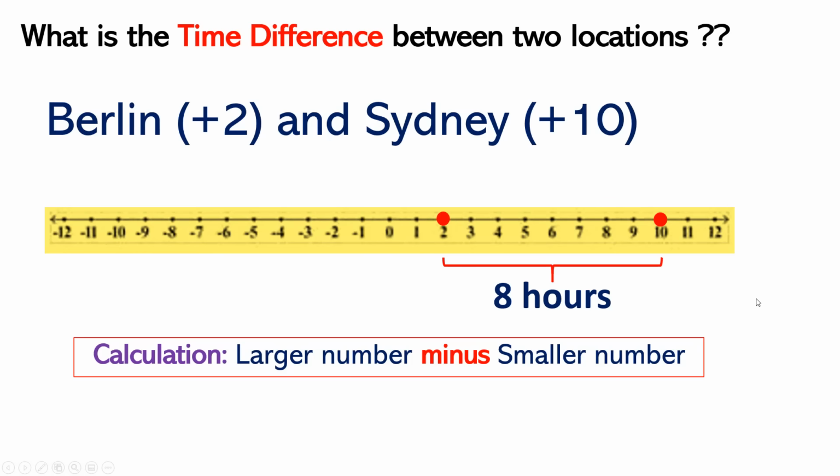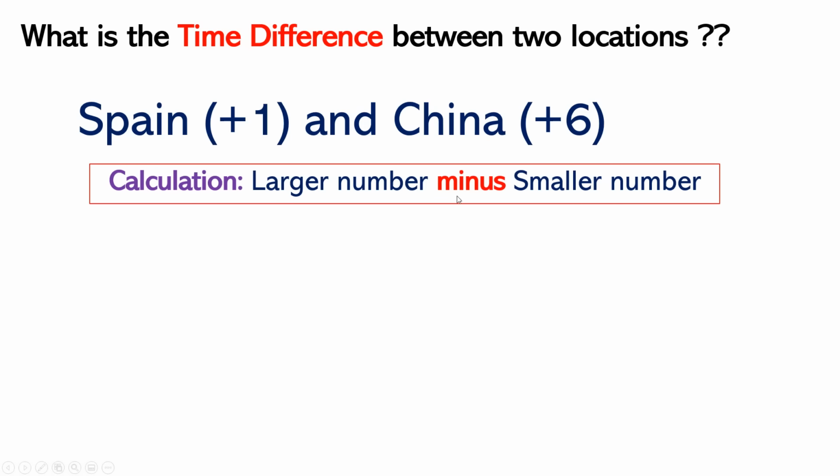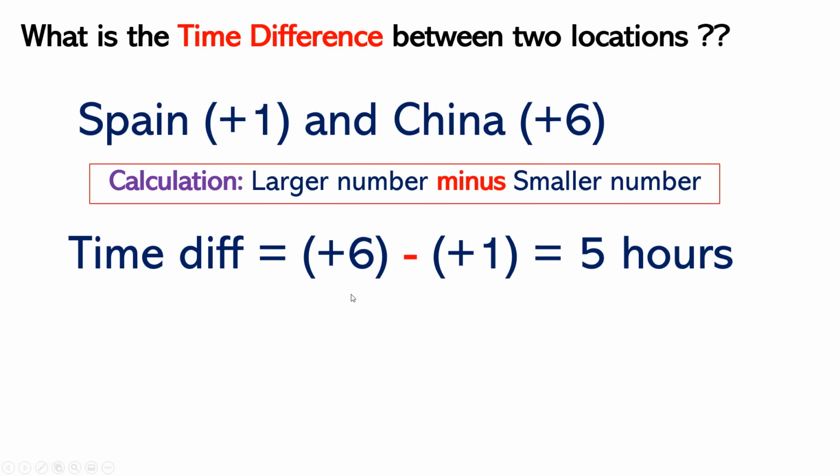Let's look at a second example. Spain is 1 hour ahead of the Greenwich Meridian. China is 6 hours ahead. If we just take this strategy of the larger number minus the smaller number, we can see that 6 minus 1 gives us a 5-hour time difference.